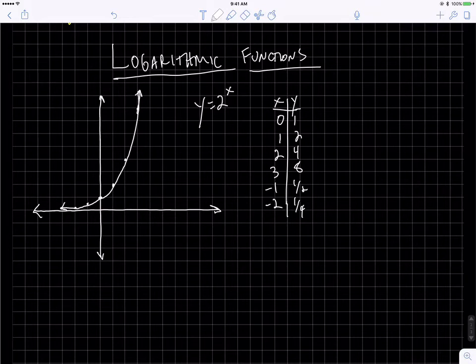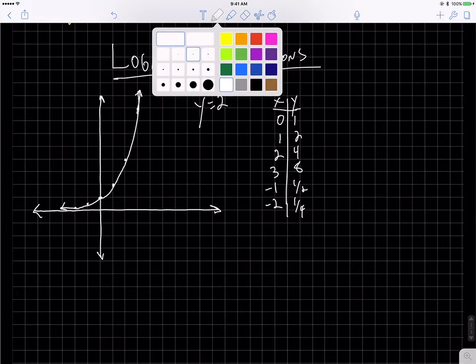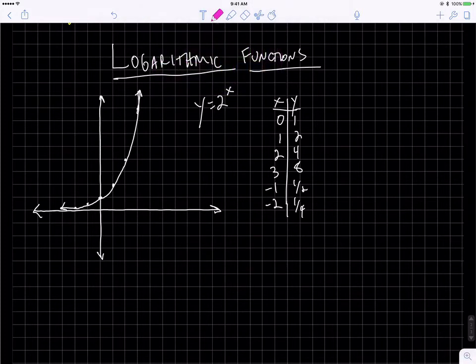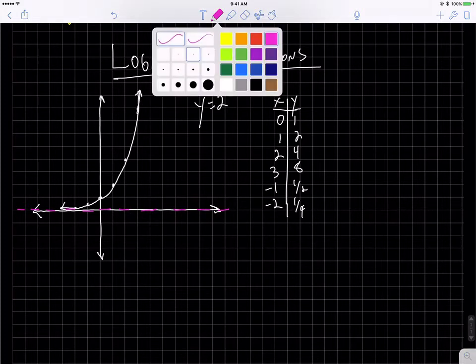It's growth because our factor is bigger than 1. We're multiplying by 2. Our initial amount is 1, just as a little review. Remember that we have a horizontal asymptote at 0. And that's a little reminder of our exponential functions.